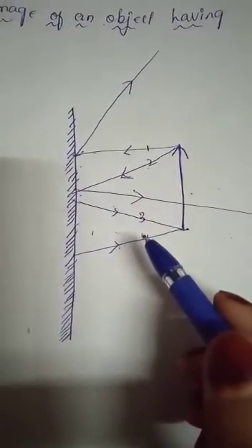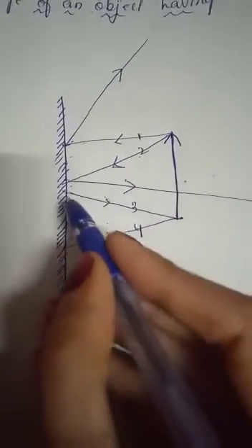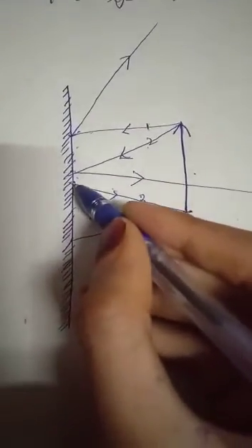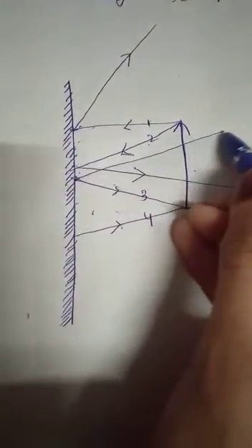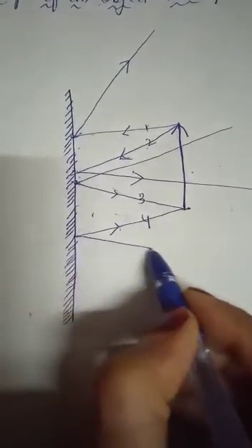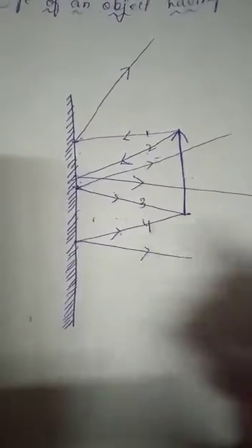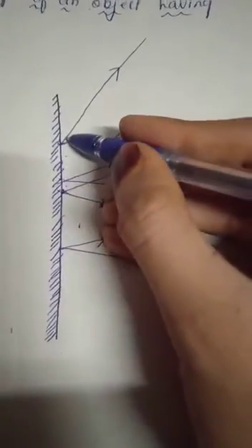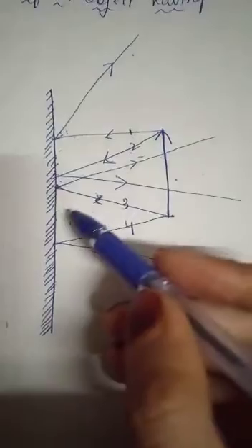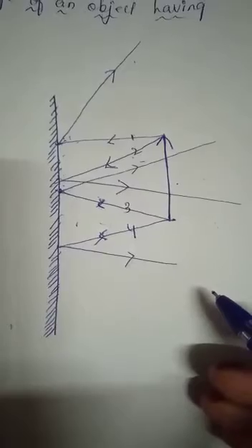Now if you take this ray 3, you draw a normal at the point of reflection. So this is the normal of the third ray, and this is the normal of the fourth ray. So these are the reflected ray 1, reflected ray 2, reflected ray 3, and reflected ray 4.